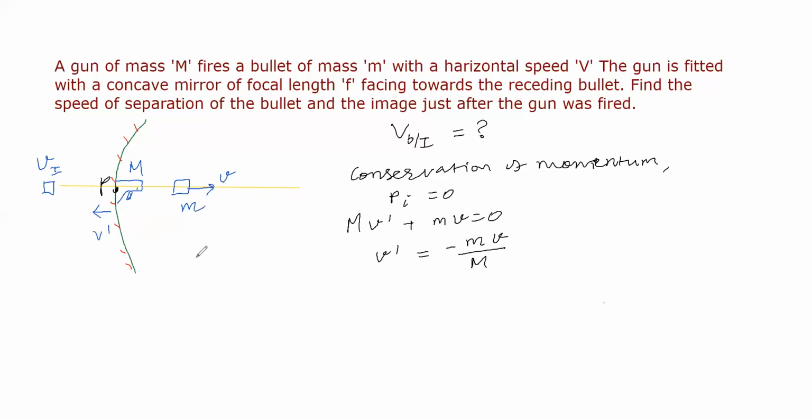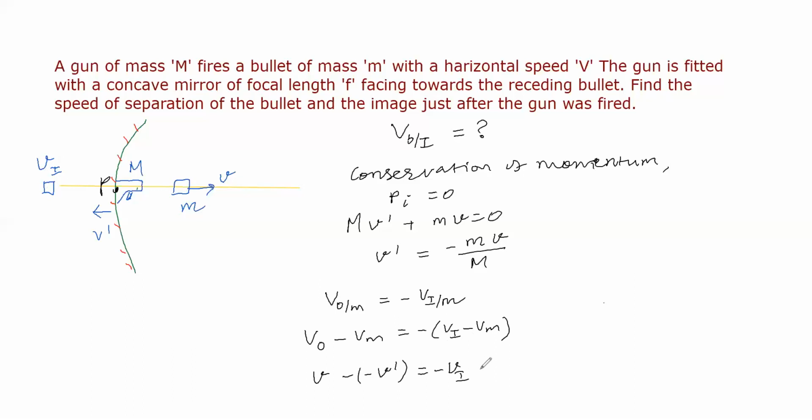So to find the velocity of the image, we know that in the case of a plane mirror, velocity of object with respect to mirror is equal to minus velocity of image with respect to mirror. So velocity of the object minus velocity of the mirror is equal to minus of velocity of the image minus velocity of the mirror. Now velocity of the object, the bullet, we are taking as v. Velocity of the mirror is minus v dash. This is the velocity of the image.